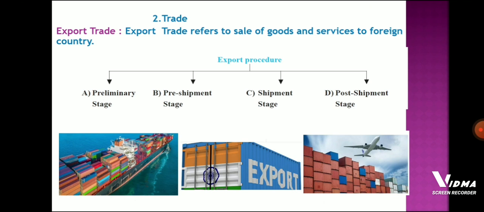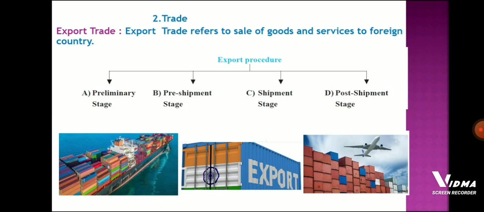Let's take the example of Japan and India. Japan exports its cars and technology to India, and India exports coffee to Japan. Here there are purchase and sale transactions taking place between Japan and India in the global market. So as we know, the export procedure is a detailed and long procedure.